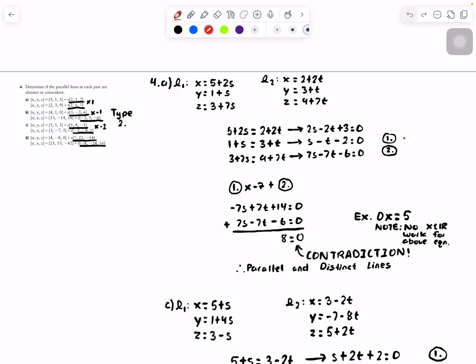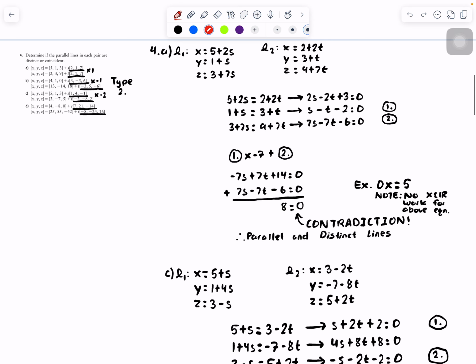And my choice came from the fact that every time I see a coefficient of 1 in front of something, I know I can easily use some algebraic manipulation to get it to a coefficient I want it eliminated against. So in this case, I did 1 times -7, and I added it with equation 2, and you can see this addition here.